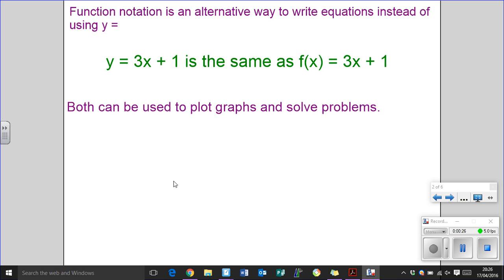Okay, so function notation is an alternative way to write equations instead of using y equals. So y equals 3x plus 1 is the same as f of x is equal to 3x plus 1. And both can be used to plot graphs and solve problems.